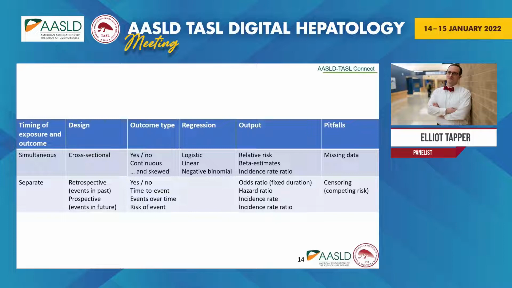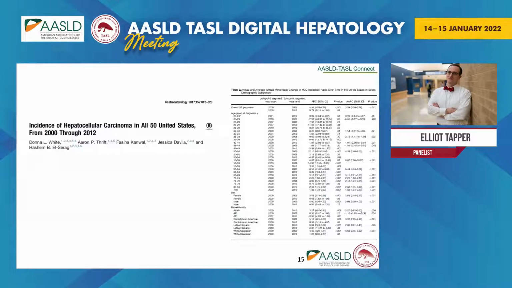I would prefer that you use time to event with a hazard ratio, but if you're interested in the risk of an event or events over time, you'll use incident rate for events over time, or the risk of an event as an incident rate ratio, and addressing competing risks is essential. So back to my story.